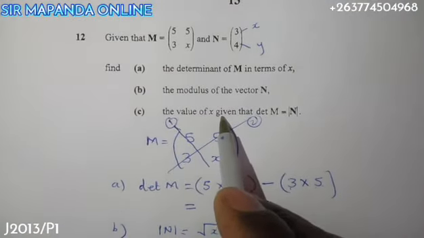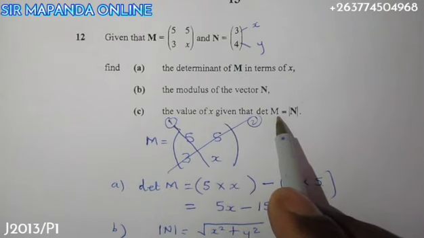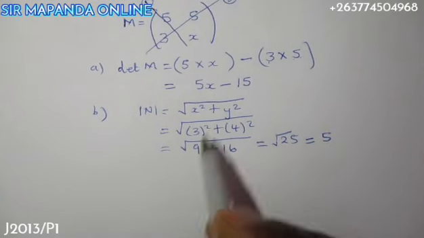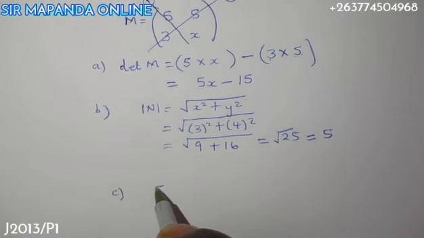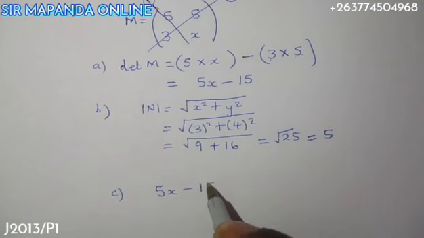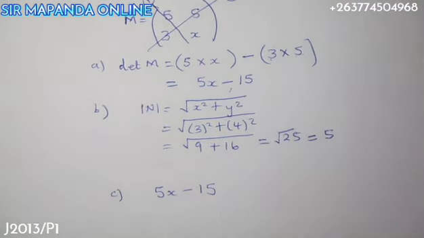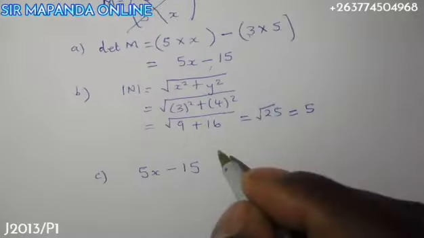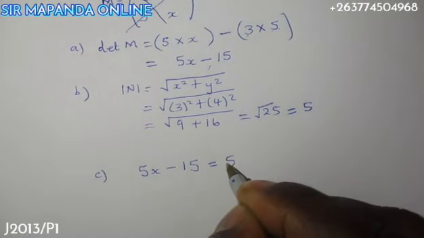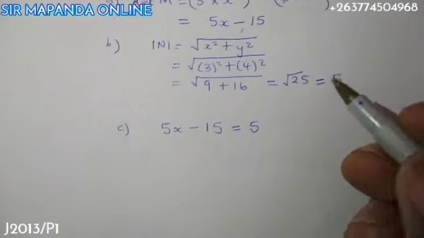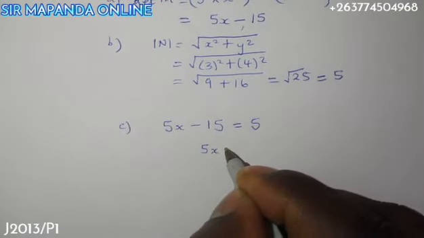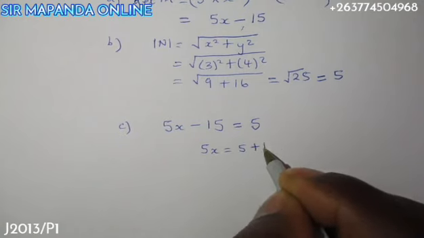Find the value of x given that the determinant of m is equal to the modulus of n. So the determinant of m, we found it in part A. We got 5x minus 15 in part A. So that 5x minus 15 is now being equated with the modulus of n, where the modulus of n is 5. So to find x, this is the equation. So you are saying 5x is equal to 5 plus 15.